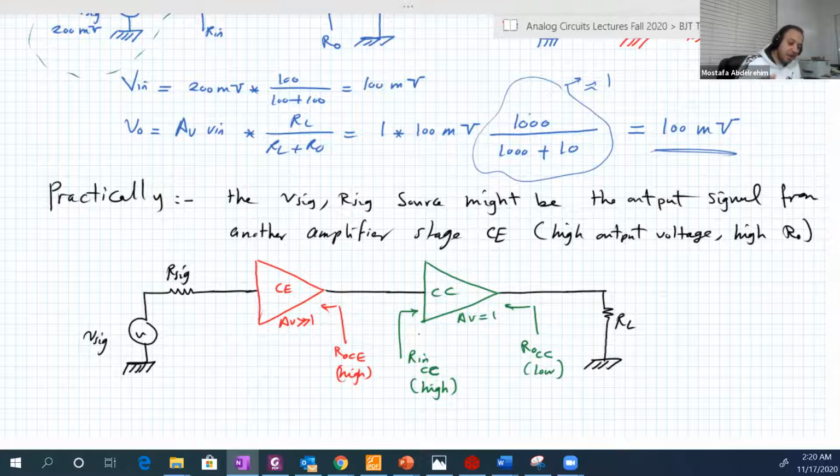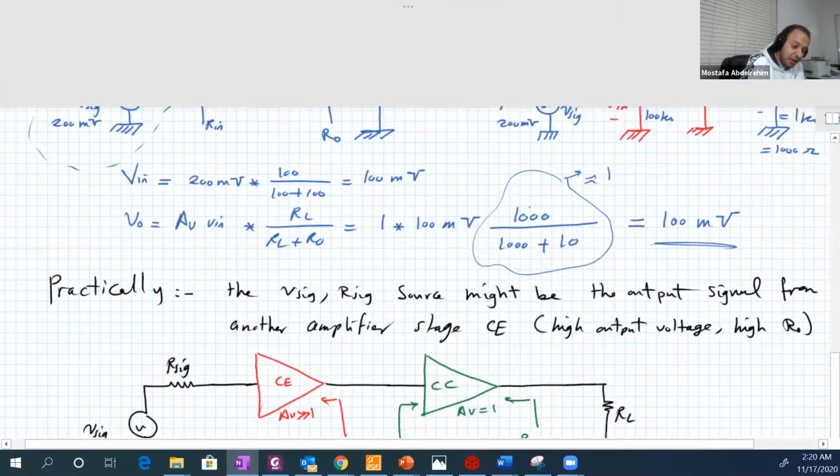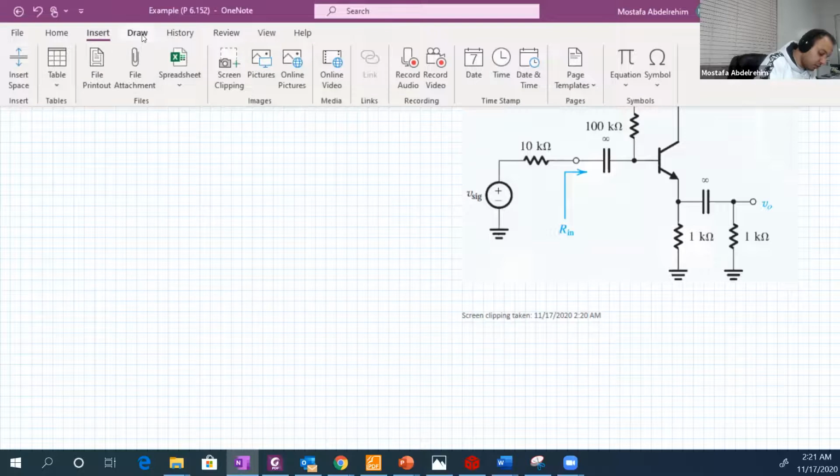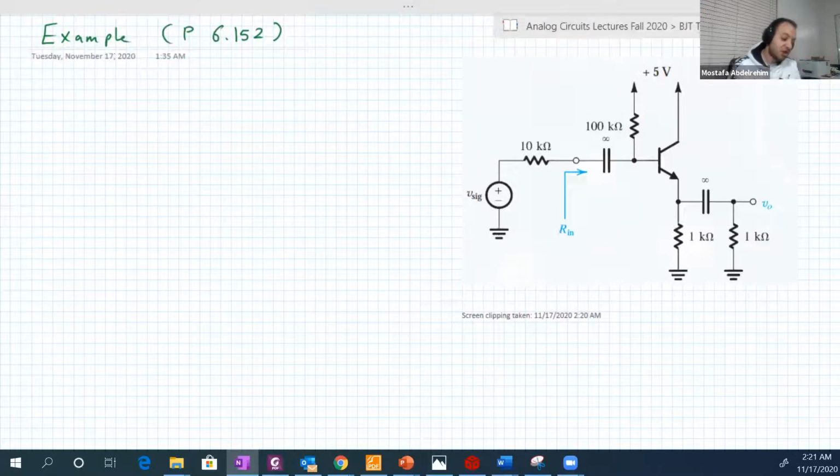Good. So let's now take a numerical example. This is problem 6152 in Sedra's book. Okay. So what's required here? You have the problem in the book.